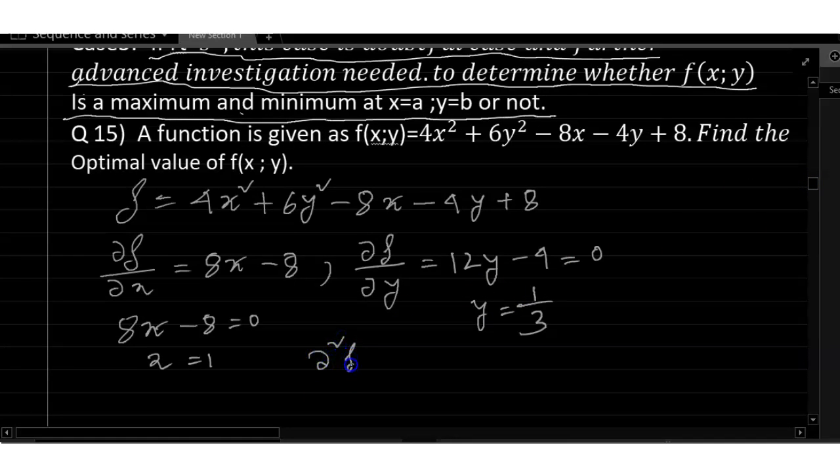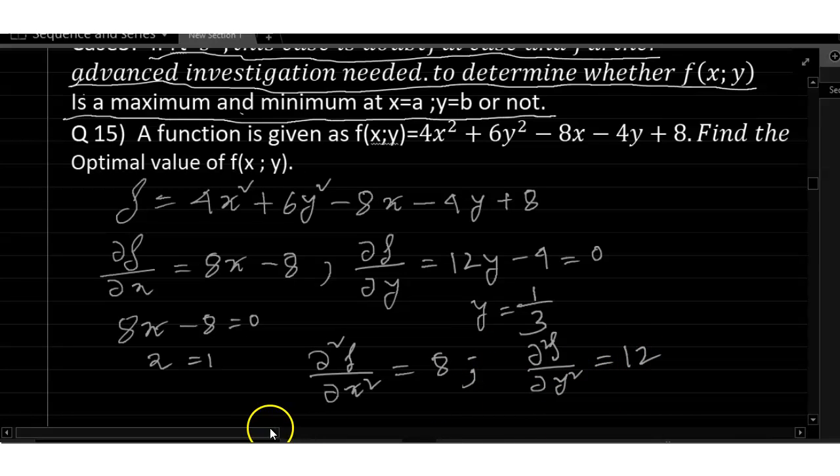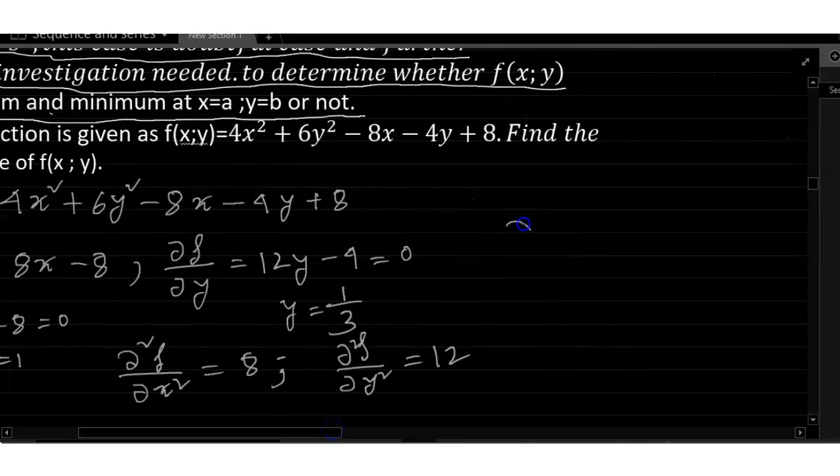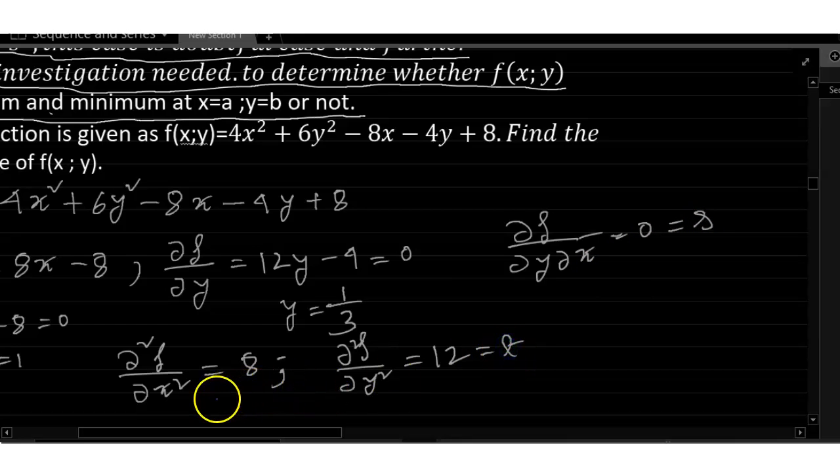After that, del square f divided by del x square equals 8, and del square f divided by del y square equals 12, and del square f by del x del y equals 0. So this can be written as r, this is t, and this is s. We see that r is greater than 0, so the value should possibly be a minimum.